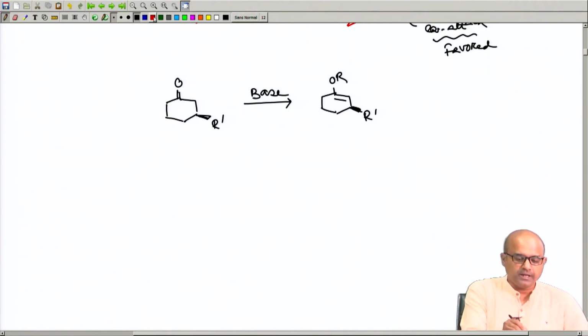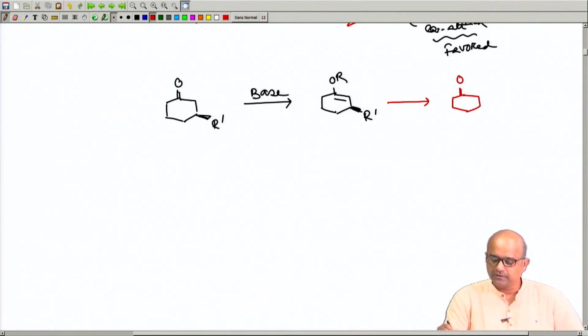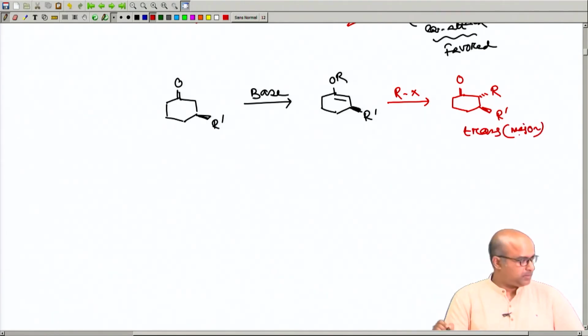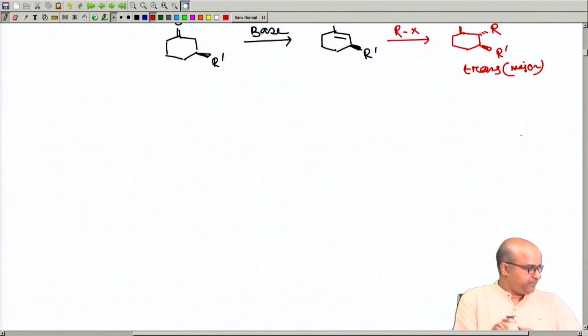Now, R prime is already blocking the beta face. So, what will you be having? You will simply be having this R prime, and now your electrophile is R-X. So, you will find that this will typically be 1,2 anti or trans. So, this product is major, and this was basically a 3 substituted cyclohexanone. You can easily predict a series of compounds, and in most cases these compounds are very well defined.